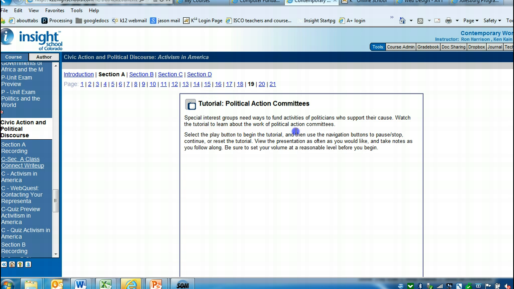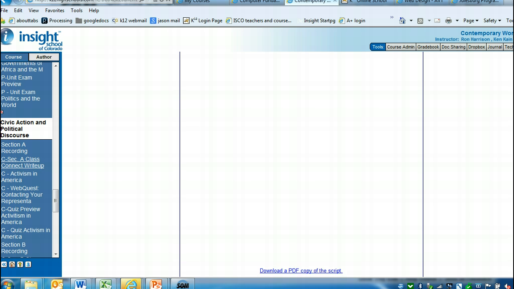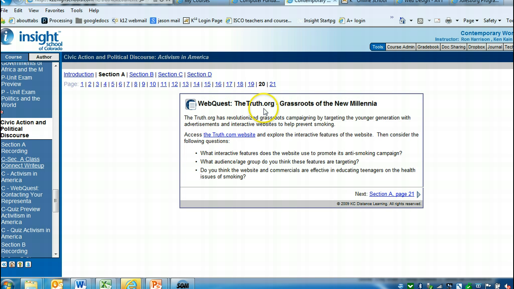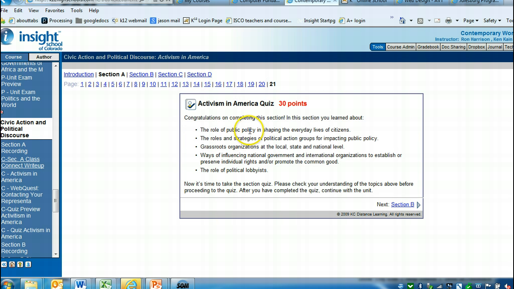The Political Action Committee, you can go through that tutorial to find out what they are. They're called PACs. Then finally, a web quest. And actually, I don't think you have this web quest. You have the one about contacting a representative. You don't have this one. And then finally, number 21, you have the Activism in America quiz. So that's right over here.